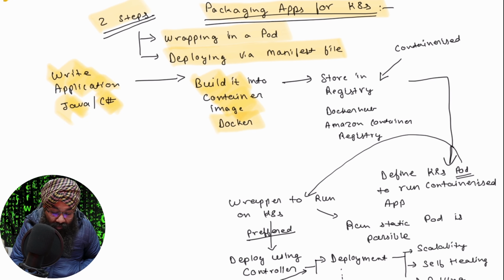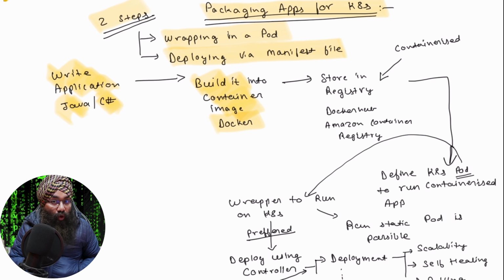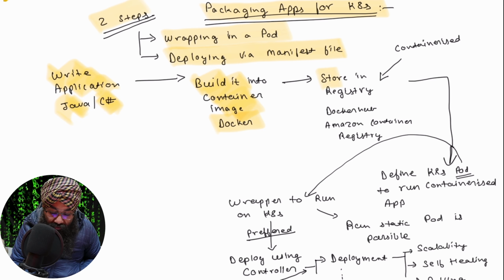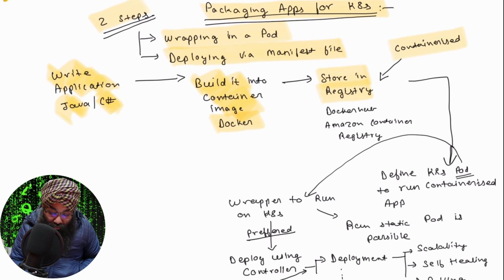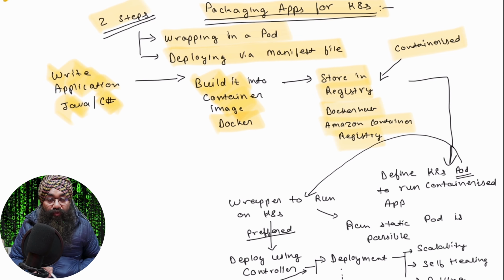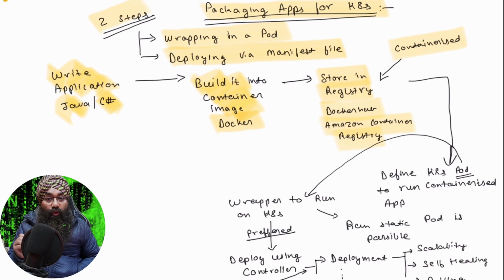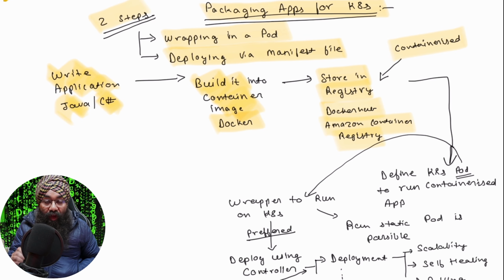The most commonly used technology for containerizing is Docker. Then you will store this container image in an image registry. Once you have done this, you can say that your app is containerized. The commonly used image registries are Docker Hub or Amazon Container Registry provided by AWS. So up to this step, you have containerized your app.